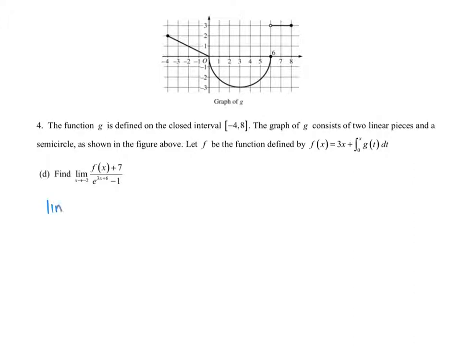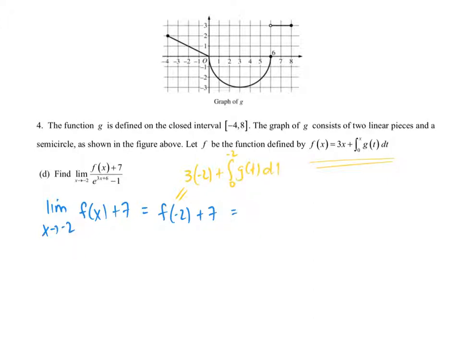And so for L'Hopital's rule, what I have got to do first is show that the limit of the numerator is equal to 0. And so I'm going to say the limit as x goes to negative 2 of f of x plus 7. Well, this is going to be f of negative 2 plus 7. And what I'm going to need to do now is calculate what this f of negative 2 is. So I'm going to do a little bit of scratch work here, just sort of in my mind. Okay, f of negative 2 using this function is going to be 3 times negative 2 plus the integral from 0 to negative 2 of g of t dt.